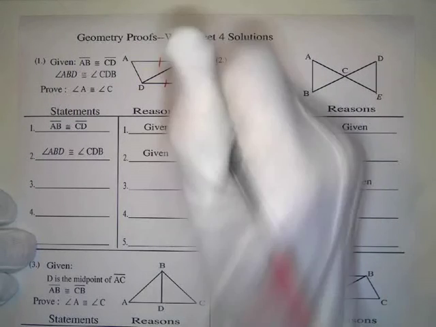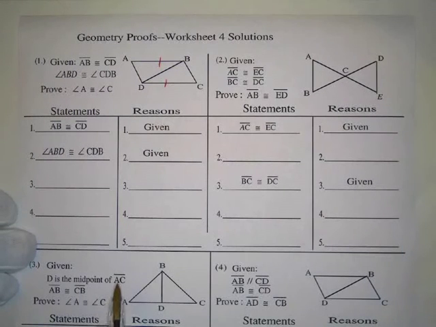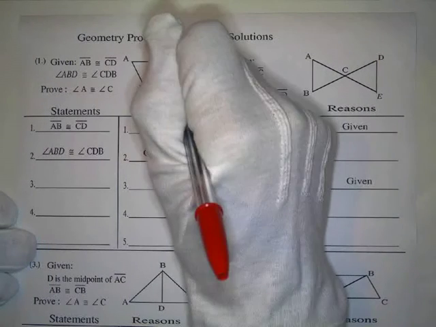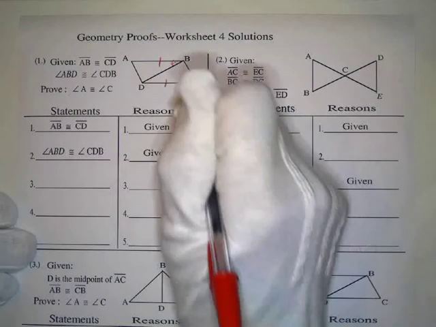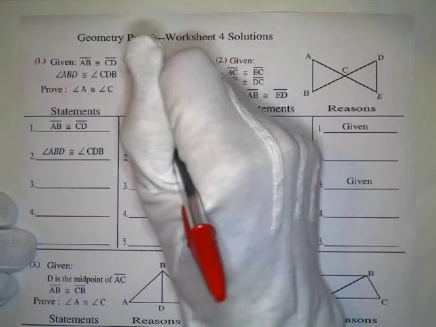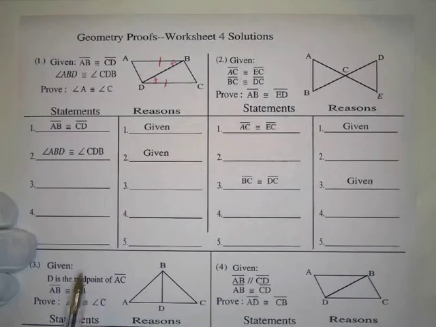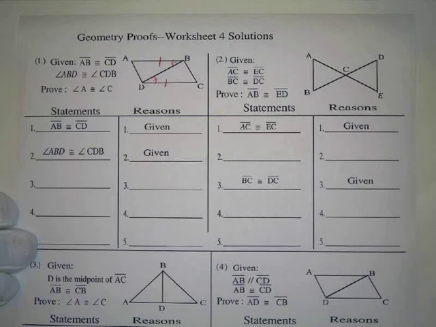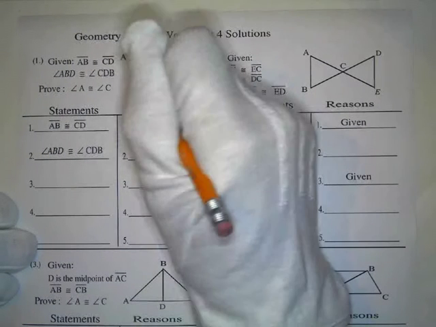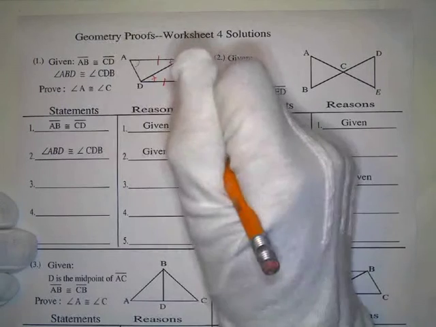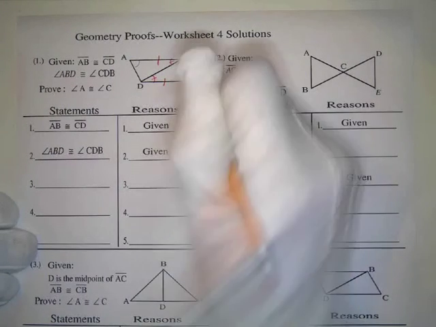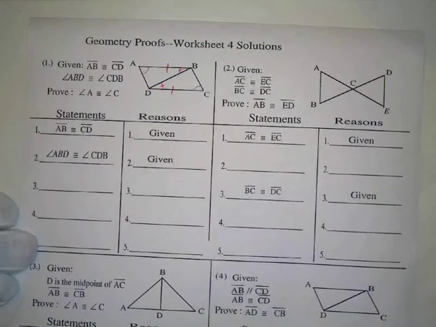I'll mark that. And angle ABD is congruent to angle CDB. That's given. We want to prove that angle A is congruent to angle C. So this is what we want to prove over here, angle A and angle C. I'll put those in pencil marks because that's what we want to prove.